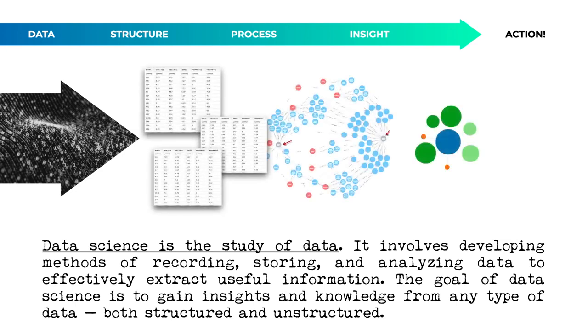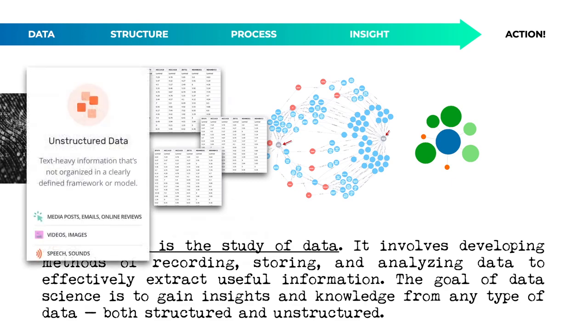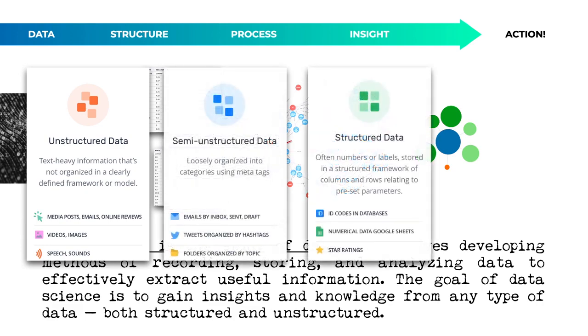both structured and unstructured. But the majority of data is unstructured, and therefore it has to be processed before we can analyze it to make it useful. So what is structured and unstructured data? Unstructured data can include images, emails, reviews, maybe sounds or speech the way it naturally comes out.